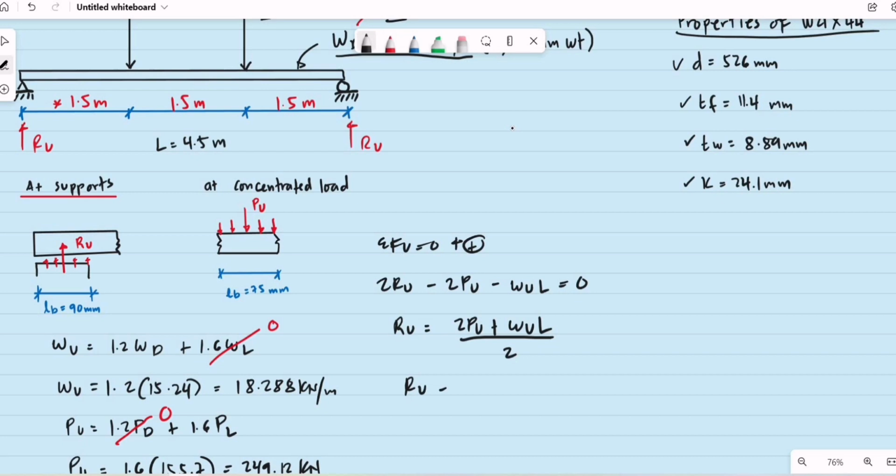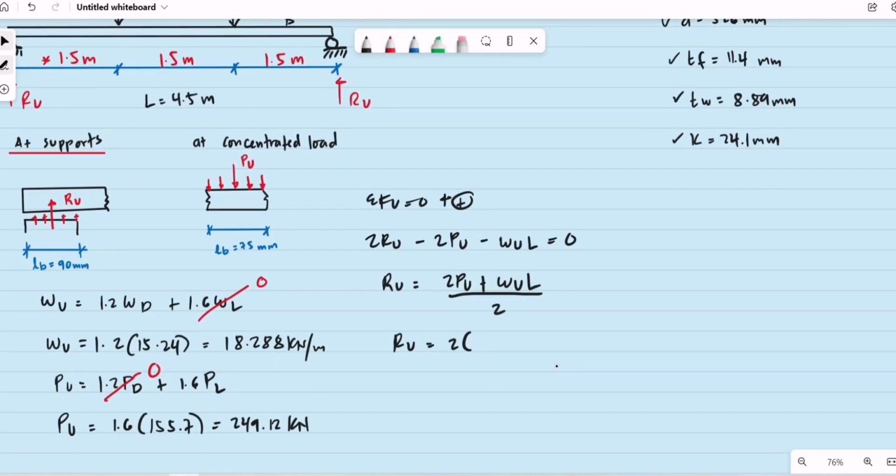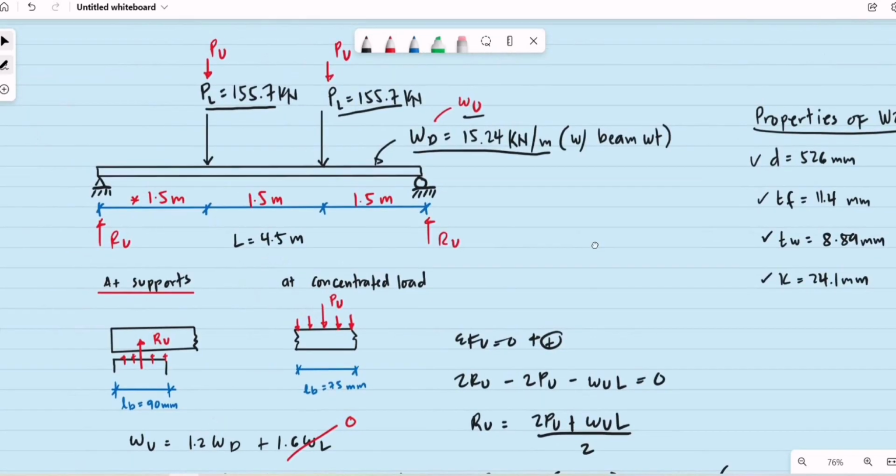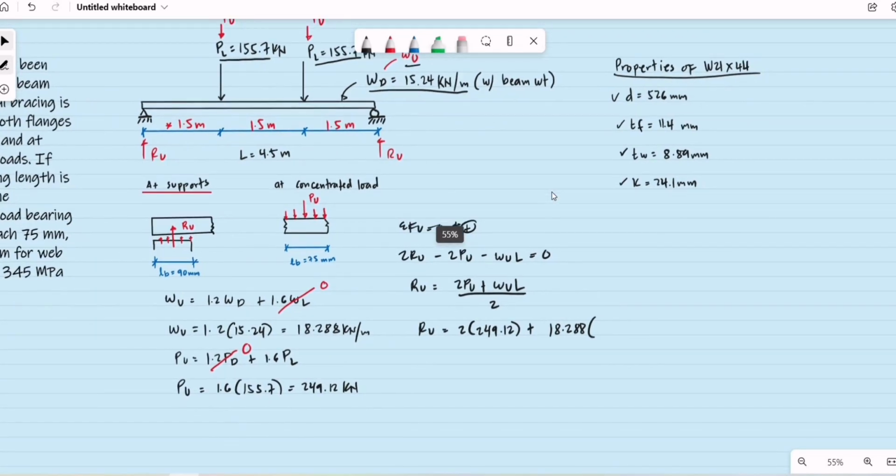So we have R sub U equal to, what is the value of our P sub U? That is equal to 249.12 kilonewtons, plus our ultimate uniform load of 18.288. And the total length of the beam as per given is 4.5 meters. So this is to be multiplied by 4.5 meters, then all over 2. So this is the value of the R sub U.